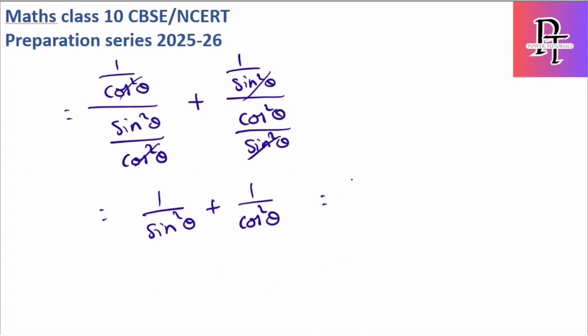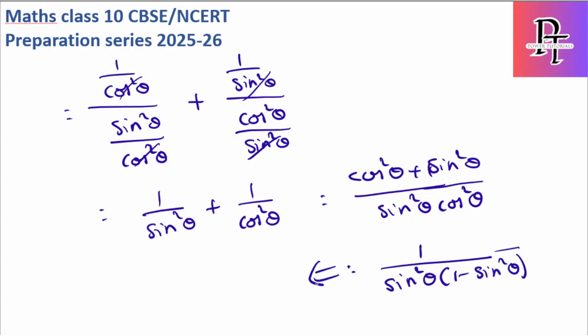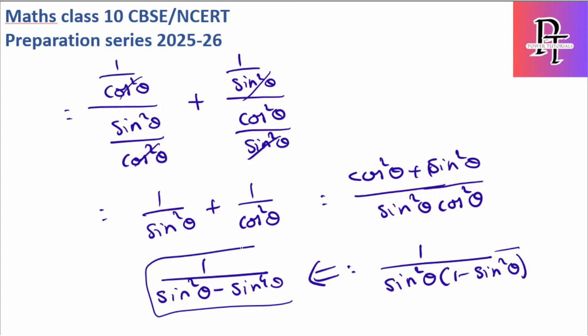Now if I take LCM now, this becomes cos square theta plus sin square theta by sin square theta cos square theta. So what is cos square theta plus sin square theta? The value is 1, because as per first identity we know cos square theta plus sin square theta is 1. So this becomes 1 by sin square theta into cos square theta. Cos square theta, if I convert into 1 minus sin square theta, I will get the final answer as 1 by sin square theta minus sin power 4 theta, which they want as the RHS.